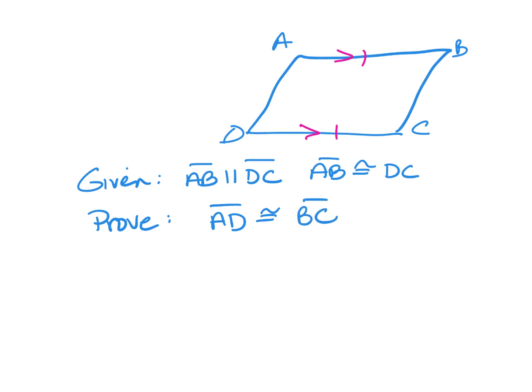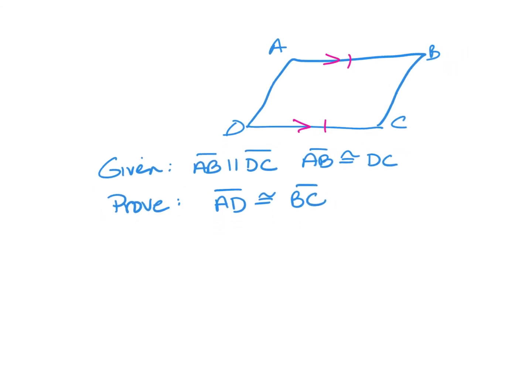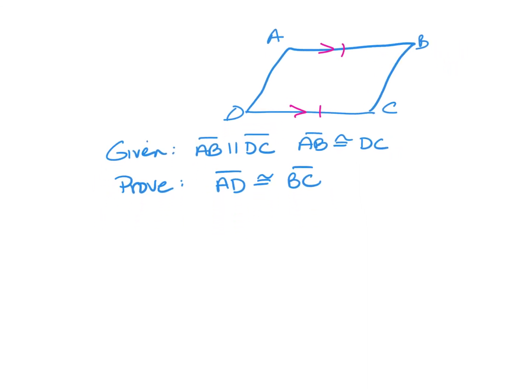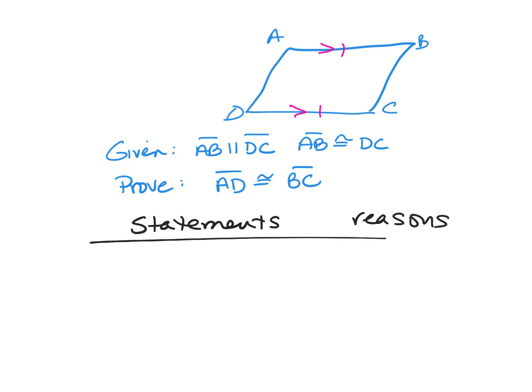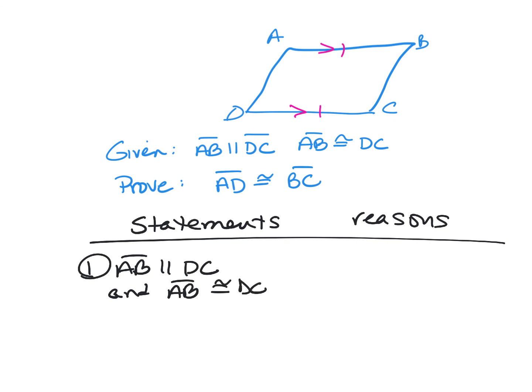So this time we're not proving that it's a parallelogram as the final step, but we are going to prove it in the steps. So let's go ahead and set up the statements and the reasons, because we can already see it's a parallelogram, but we have to state that. So let me make my statements and my reasons. So number one, AB parallel to DC, and AB is also congruent to DC, and this is given.